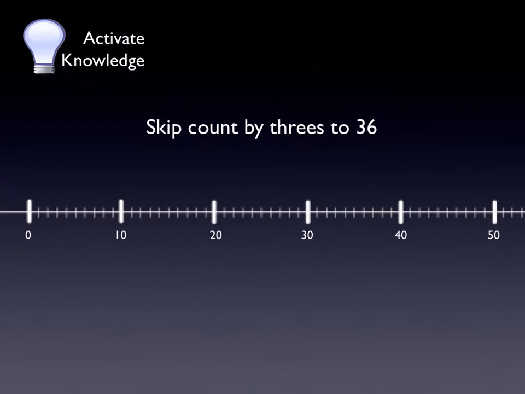Alright, let's do a little skip counting by threes to 36 and back again. Count along with me. 3, 6, 9, 12, 15, 18, 21, 24, 27, 30, 33, 36. Back down again. 36, 33, 30, 27, 24, 21, 18, 15, 12, 9, 6, 3.